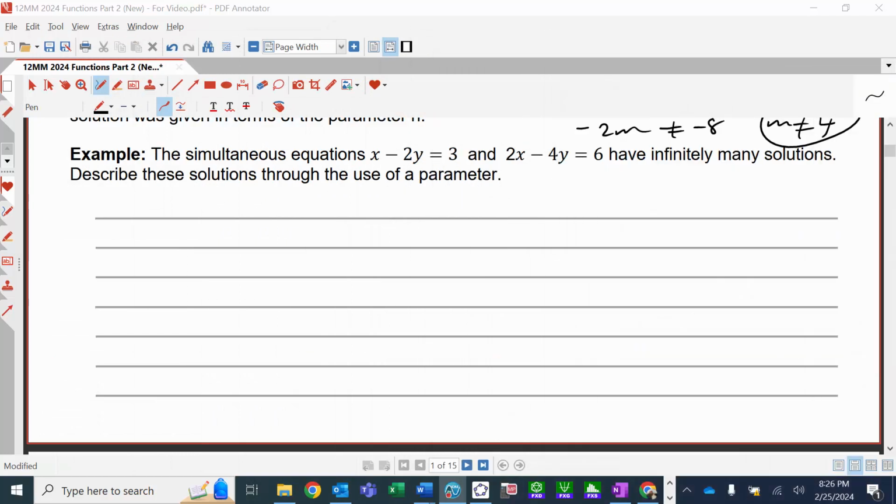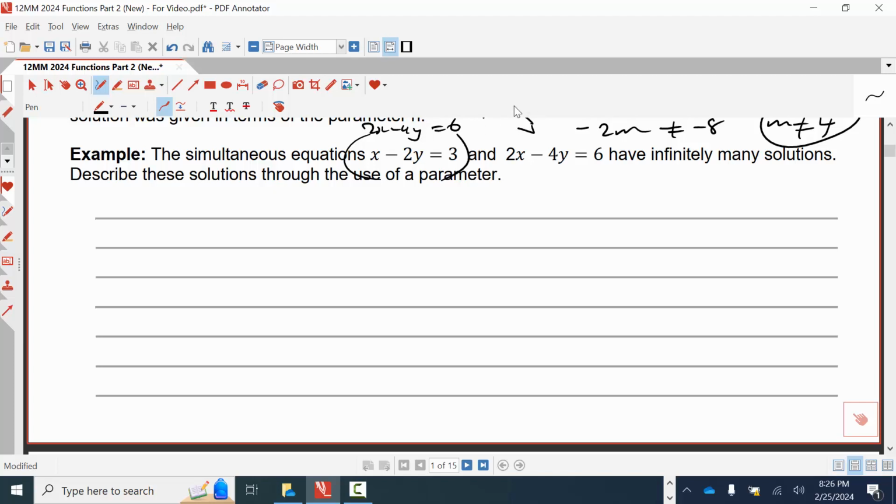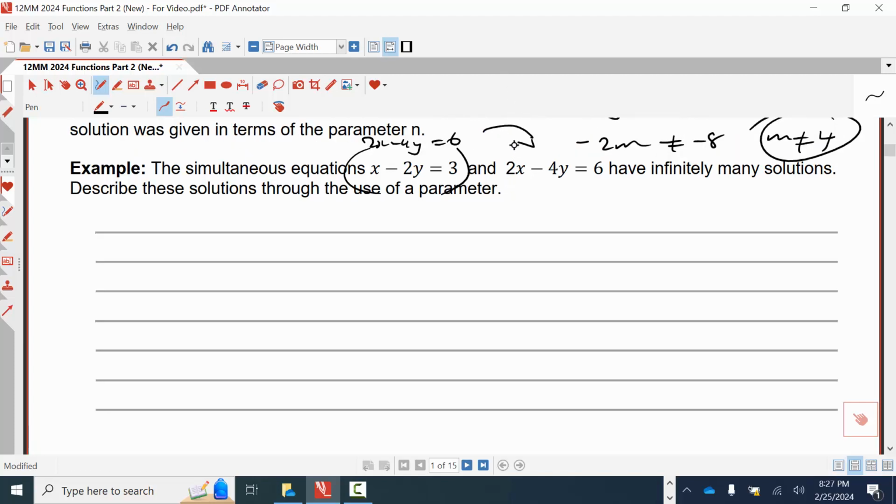Now, what you hopefully can recognize here is if I multiply all of the terms in this equation by 2, I get 2x take away 4y equals 6, which is exactly the same as this equation here. They're exactly the same equation, therefore they have infinitely many solutions. Now, what we're going to do is try and describe the infinitely many solutions with the use of a parameter. The textbook uses this particular Greek letter lambda to be the parameter. You can really choose anything you want, but just to stay consistent with the Cambridge text, I'm going to describe them through the use of lambda.